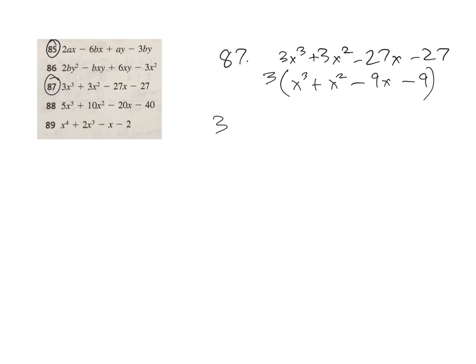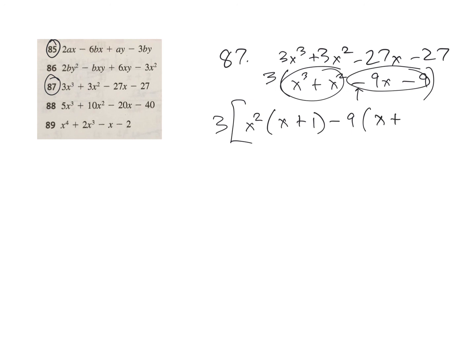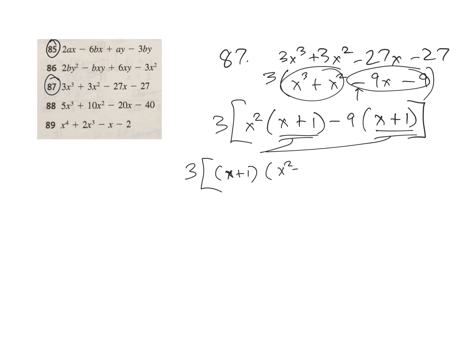And so out of that, I'm going to factor the group there, take an x squared out, and I get an x plus 1. Now I have a minus sign here, so I'm going to factor out a negative 9, and I get an x plus 1. And so you notice that these two are the same, so I'm going to factor out an x plus 1 here. And what's left is an x squared minus 9. Okay, so we don't need these brackets anymore, but you're not done.